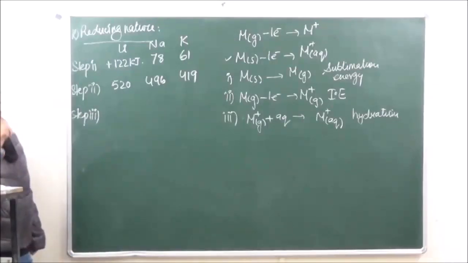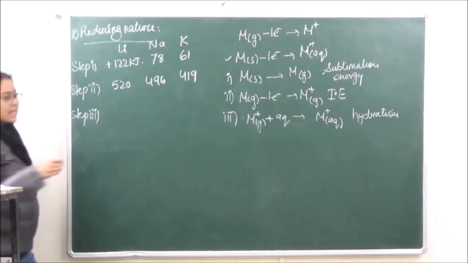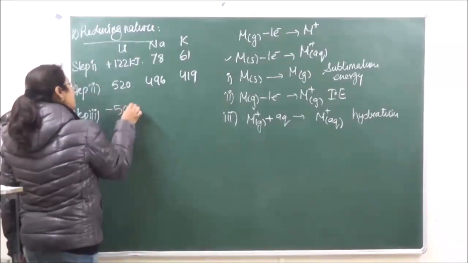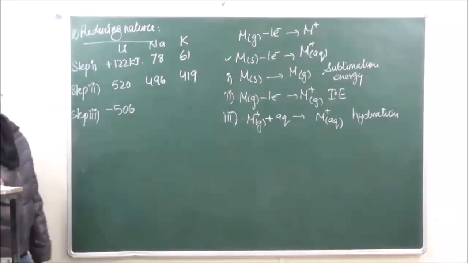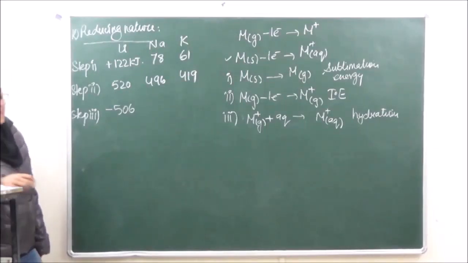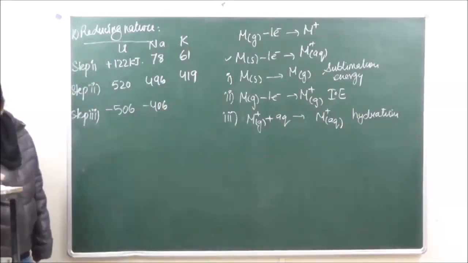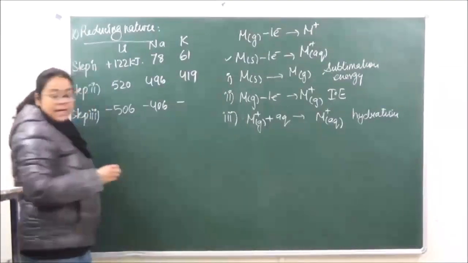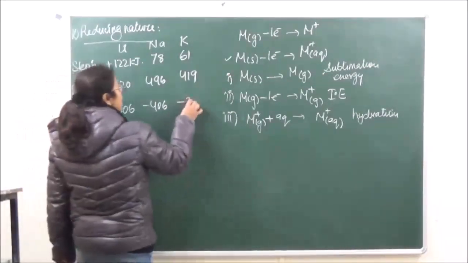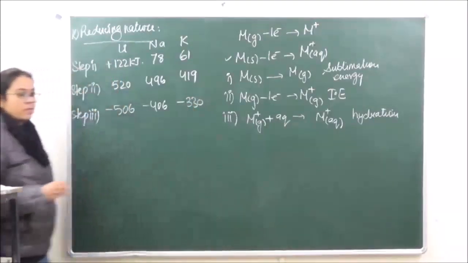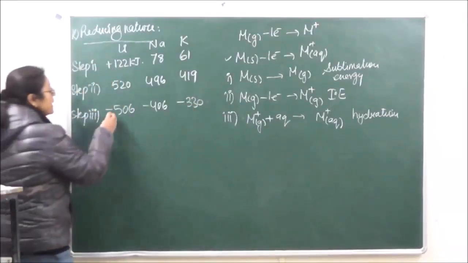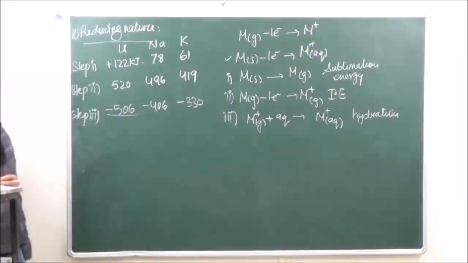So it means it is the hydration energy which is going to have the maximum effect over here. Isn't it? So let's go on to step 3. In this case, the hydration energy is minus 506. Hydration energy is going to be negative. So minus 506, and then that of sodium is minus 406, and that of potassium is minus 330.